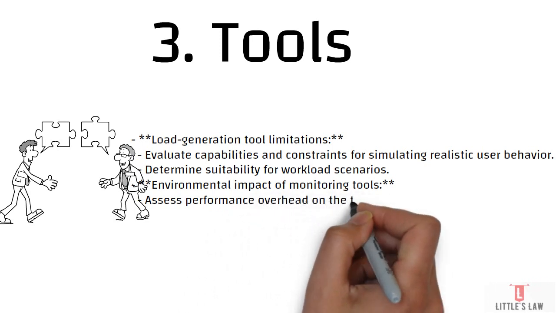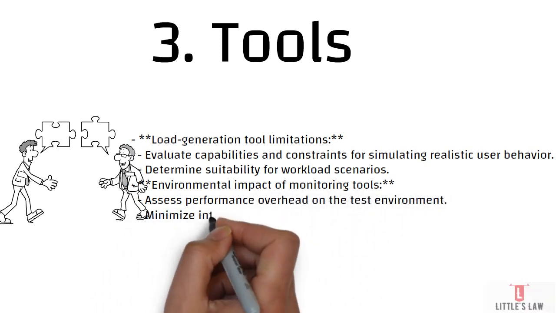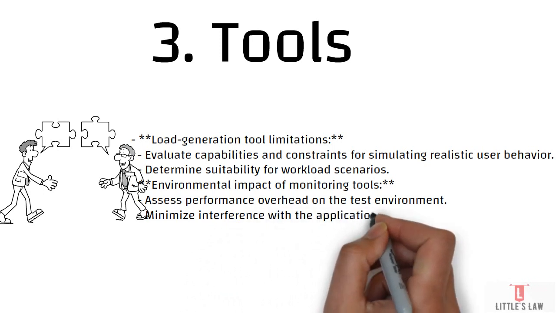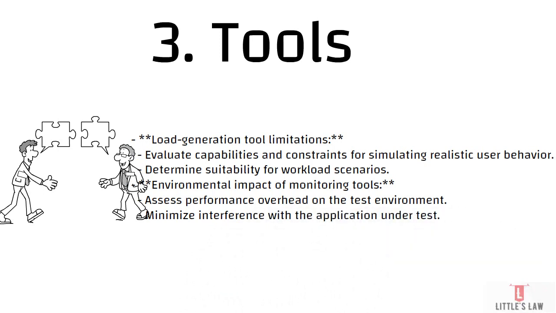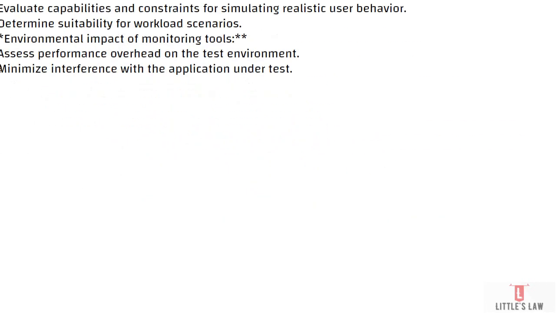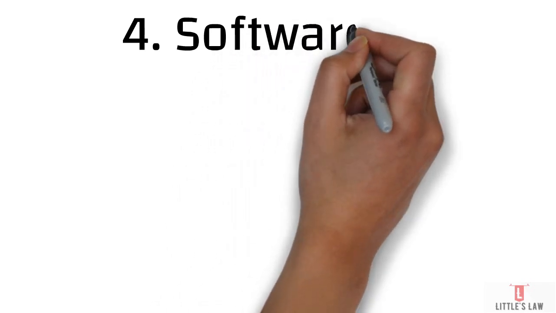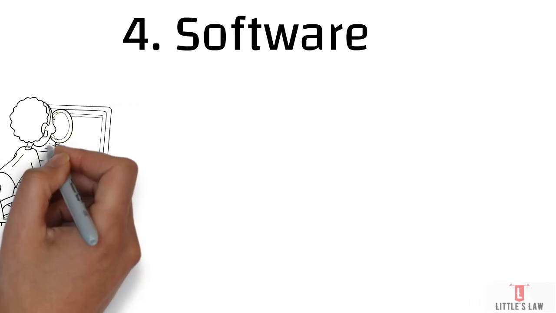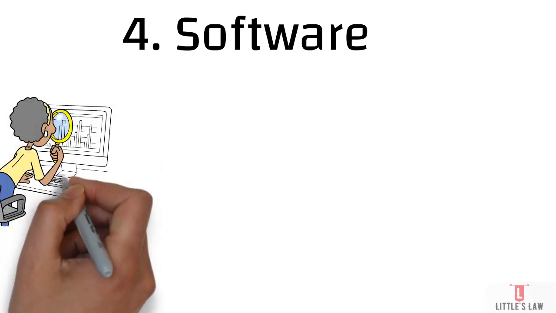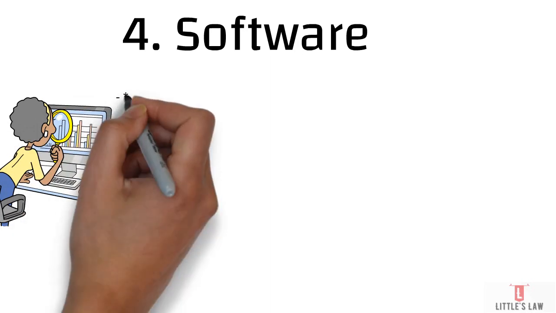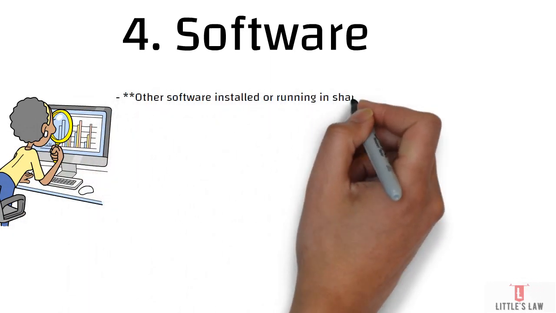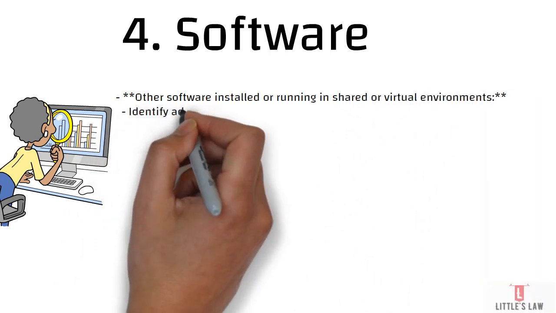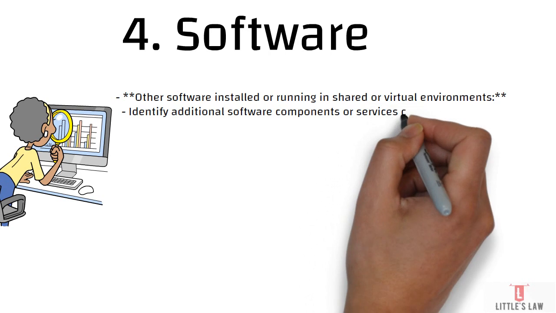And when it comes to the environmental impact of monitoring tools, we have to assess the performance overhead which is imposed by the monitoring tools on the test environment to minimize the interference with the application under test. So that's why it's very important to check the impact of monitoring tools. And then when it comes to the software, other software installed or running in shared or virtual environments, we have to identify any additional software components or services running concurrently with the application under test to understand the potential resource contention issues.